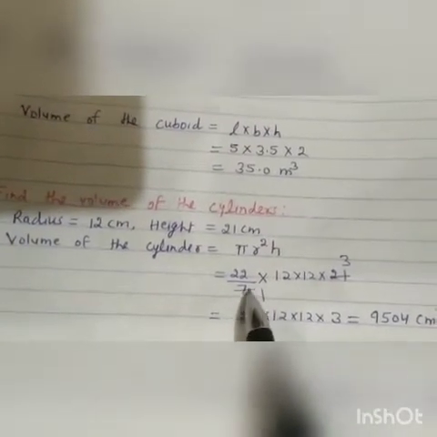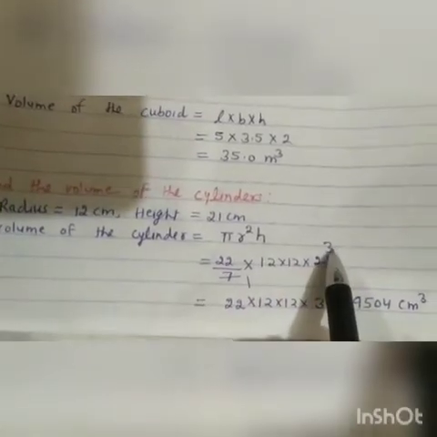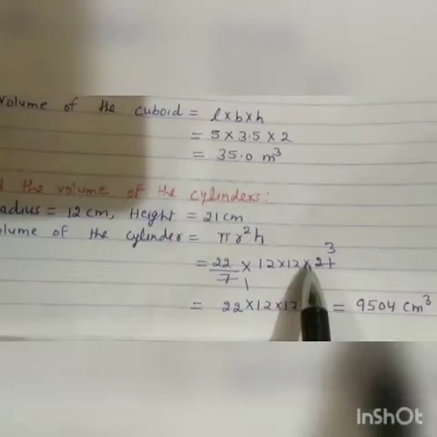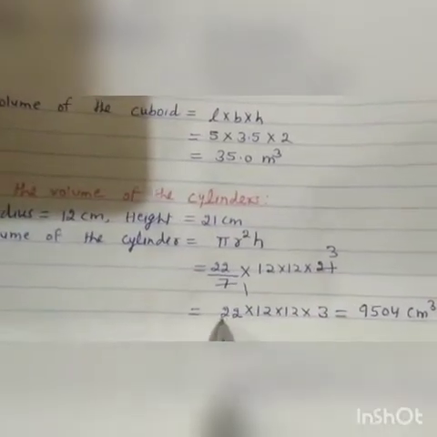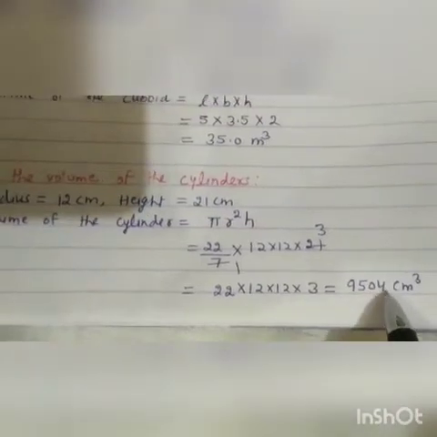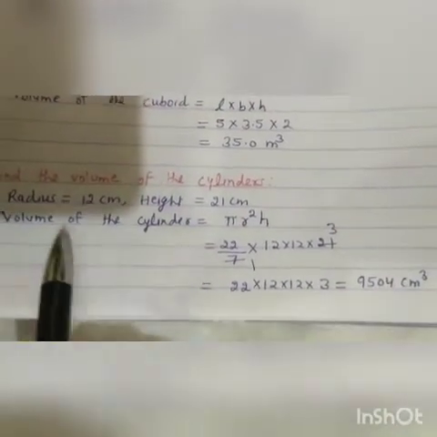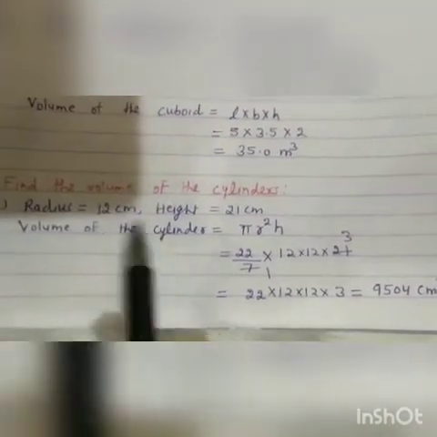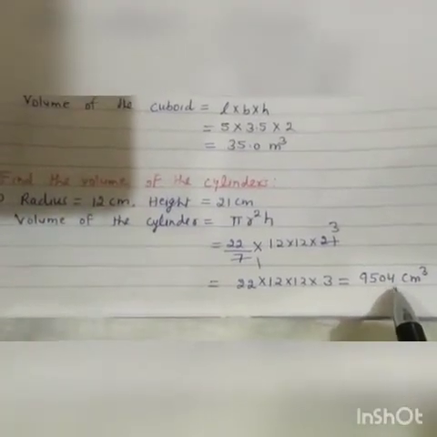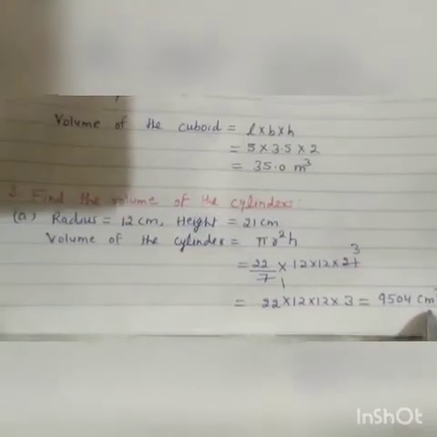Now simplify it. 7 ones are 7, 7 threes are 21. Now this is 22 multiply 12 multiply 12 multiply 3. When we multiply these four numbers, we get 9,504 cubic centimeter. So the volume of the cylinder with given dimension is 9,504 cubic centimeter.